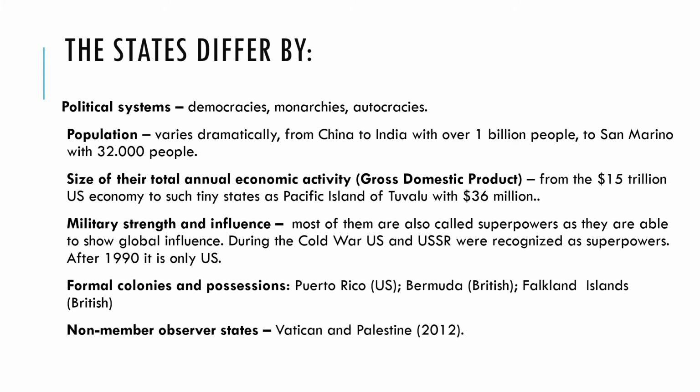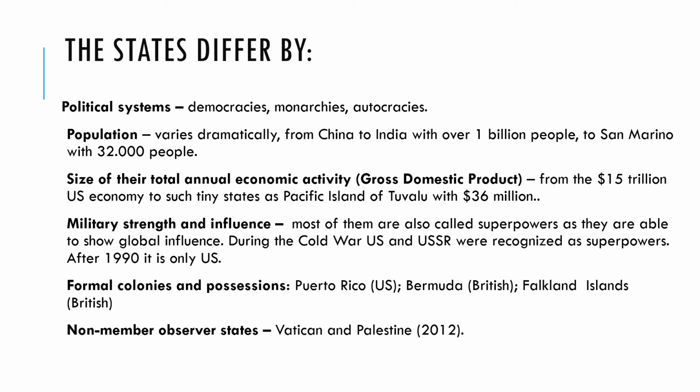If we're talking about differences of population, then we can have states that have a huge population, for example, China and India have over 1 billion people. And we could have states that have a very reduced population, for example, San Marino. We also might differentiate the states according to the size of their total annual economic activity, according to their gross domestic product, for example. The U.S. economy might produce, let's say, around $15 trillion, whereas tiny states, such as the island of Tuvalu, would produce around 36 million. So you can see that there is a huge discrepancy.